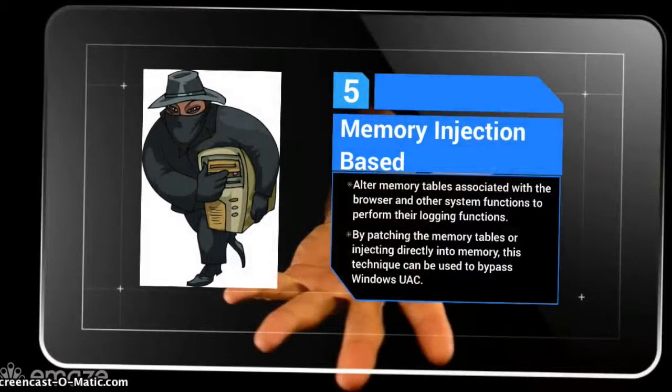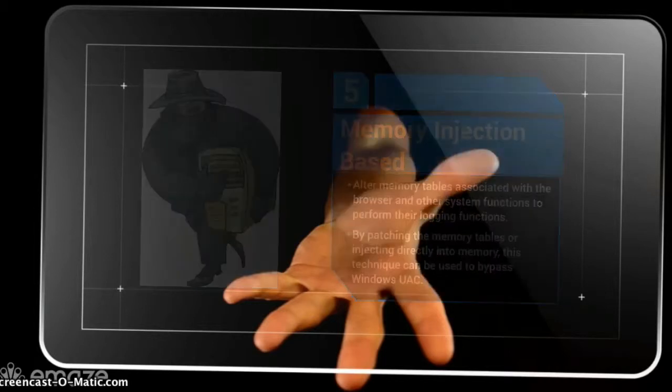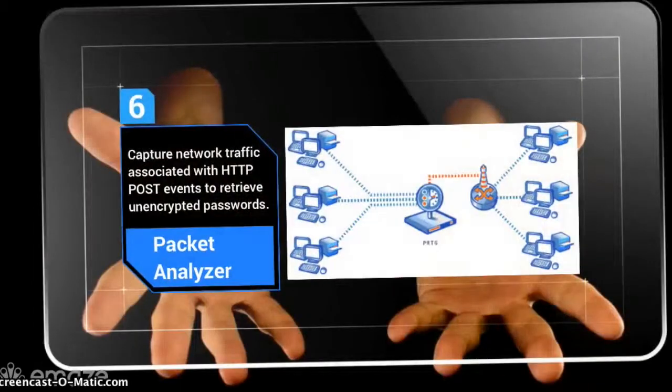Memory injection basis alters memory tables associated with the browsers and other system functions to perform their logging functions. By patching the memory tables or injecting directly into memory, this technique can be used to bypass Windows UAC. Packet analyzer captures network traffic associated with HTTP post events to retrieve an encrypted password.